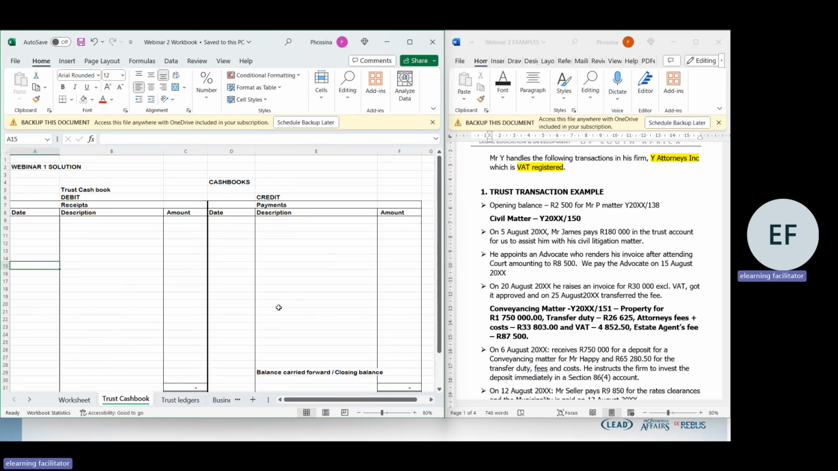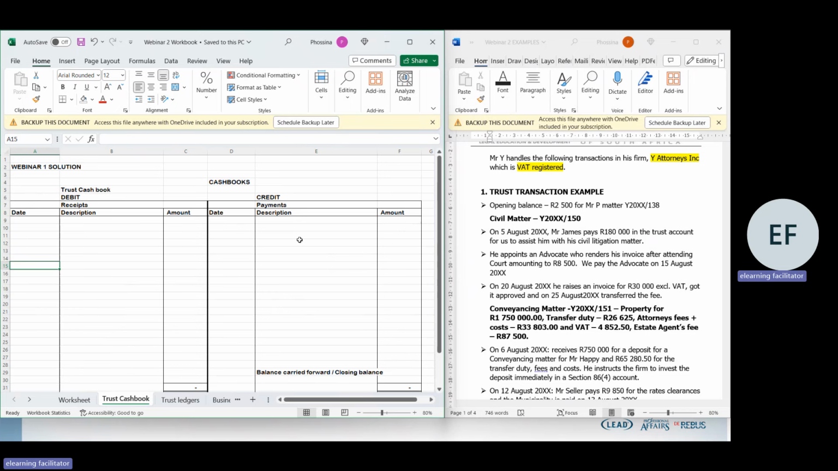So we'll start with the trust transactions. But this is a firm, so some transactions will relate to the business account, especially those where we are recording our fee. When we are recording our fee, it will be recorded on the trust side and also the business side, because we are taking what is ours from the trust to the business side.